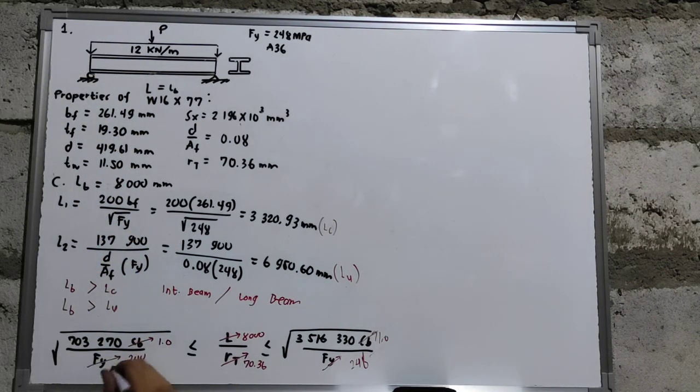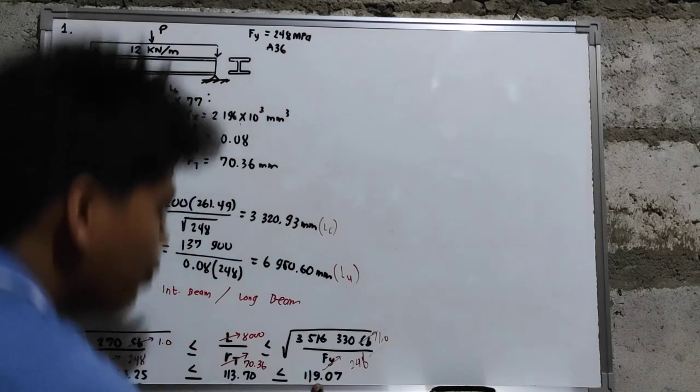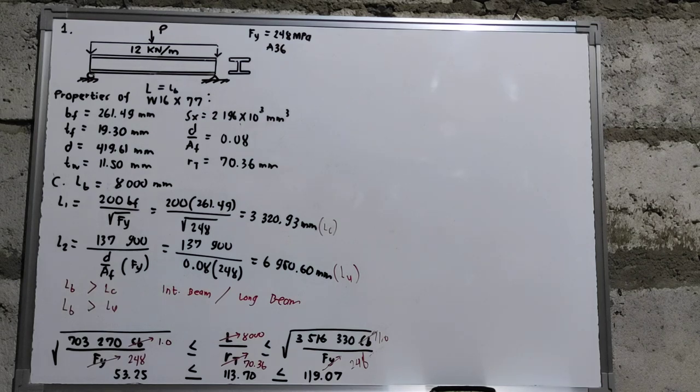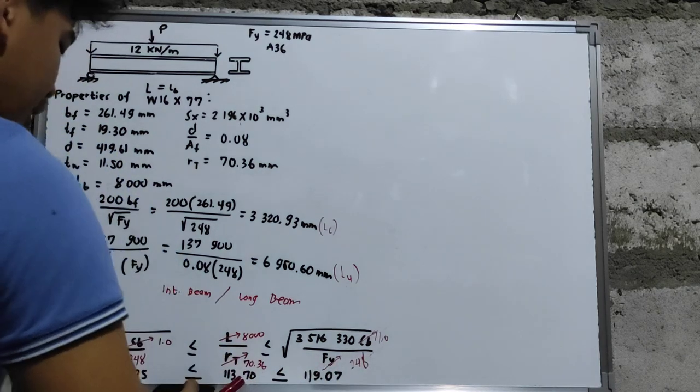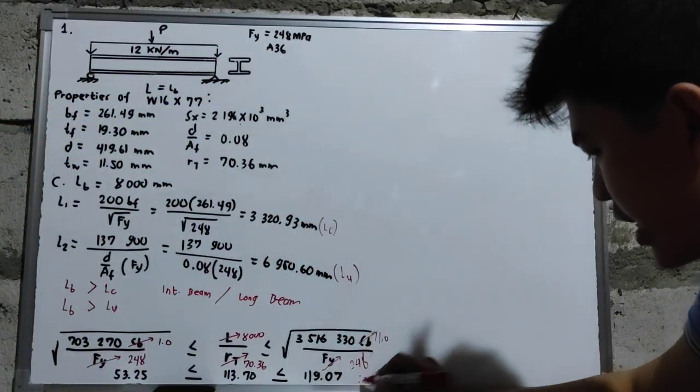53.25. Tapos, yung susunod naman, that is 113.70. Yung dito naman sa kabila natin, that is 119.07. So, pagko-compare natin sila, yung 113.70 natin, that is greater than yung 53.25 natin, that is less than or equal siya sa value ng 113.70 natin. Ito namang 113.70, less than or equal naman siya sa value ng 119.07. So, therefore, since na-meet natin yung mga conditions, therefore, this is an intermediate beam.